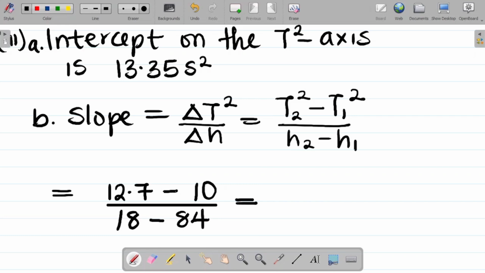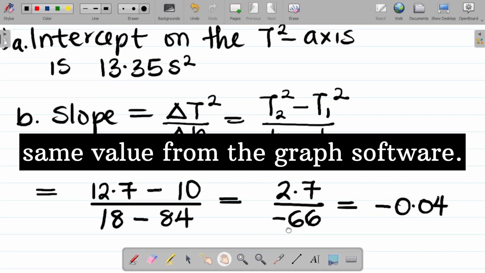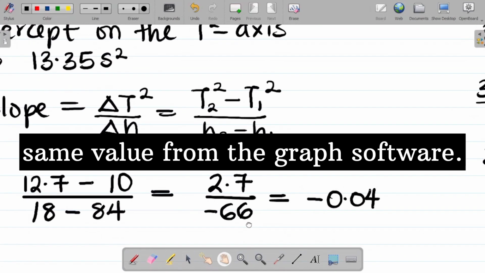What do you have here? First things first, let's work with the numerator. We have 12.7 minus 10, and that's equal to 2.7, all over the denominator. I have 18 minus 84, and that's minus 66. If I do this, I'm having 2.7 divided by minus 66, and that's approximately minus 0.04, the same value we had from the calculator. So this proves that we are correct.